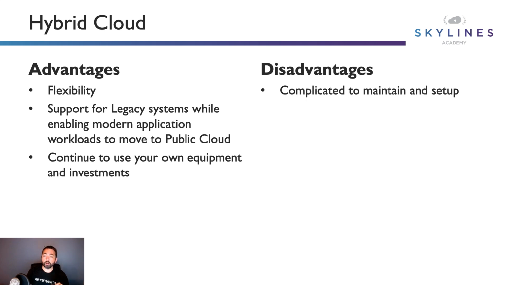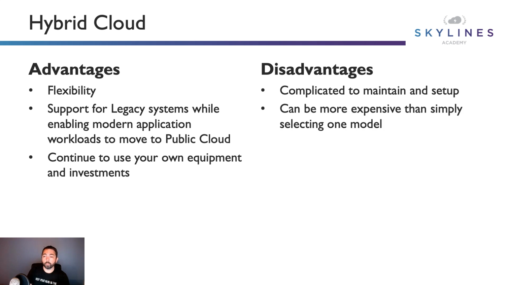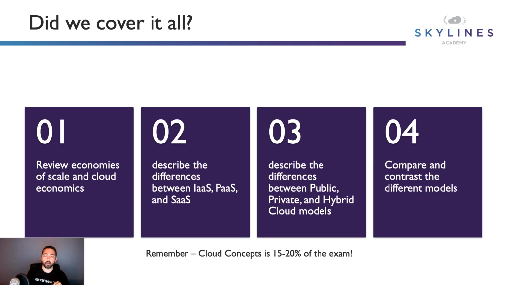And then the disadvantages: complicated to maintain and set up, because you're maintaining the on-premises, private cloud to some extent now, at least the on-premises data center, and you're still learning a new cloud technology. And it can be more expensive than simply selecting one model. Maybe it's just time to say, okay, I'm going to get out of that business. I'm going to move to public cloud, make that investment, get it done, retire the data center. Those are things to consider depending on your investments in the on-premises data center already.